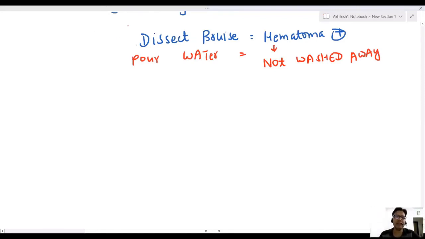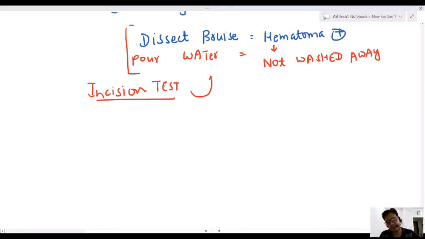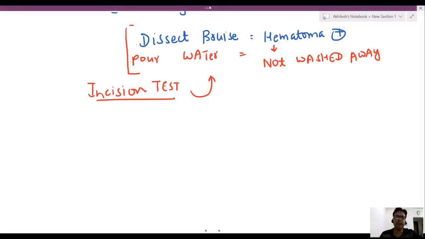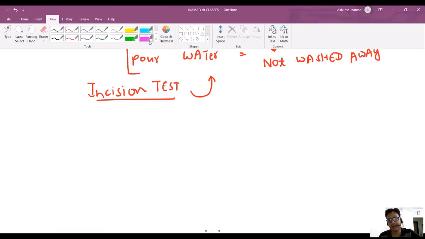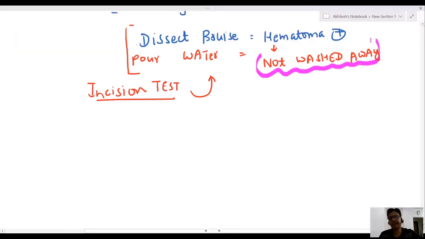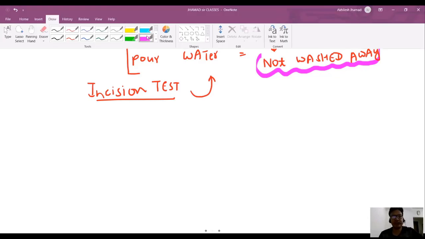This is known as the incision test. This is to confirm a bruise. When you dissect the bruise and pour the water, the hematoma is impregnated inside the tissue and is not washed away. This is known as the incision test. Okay.